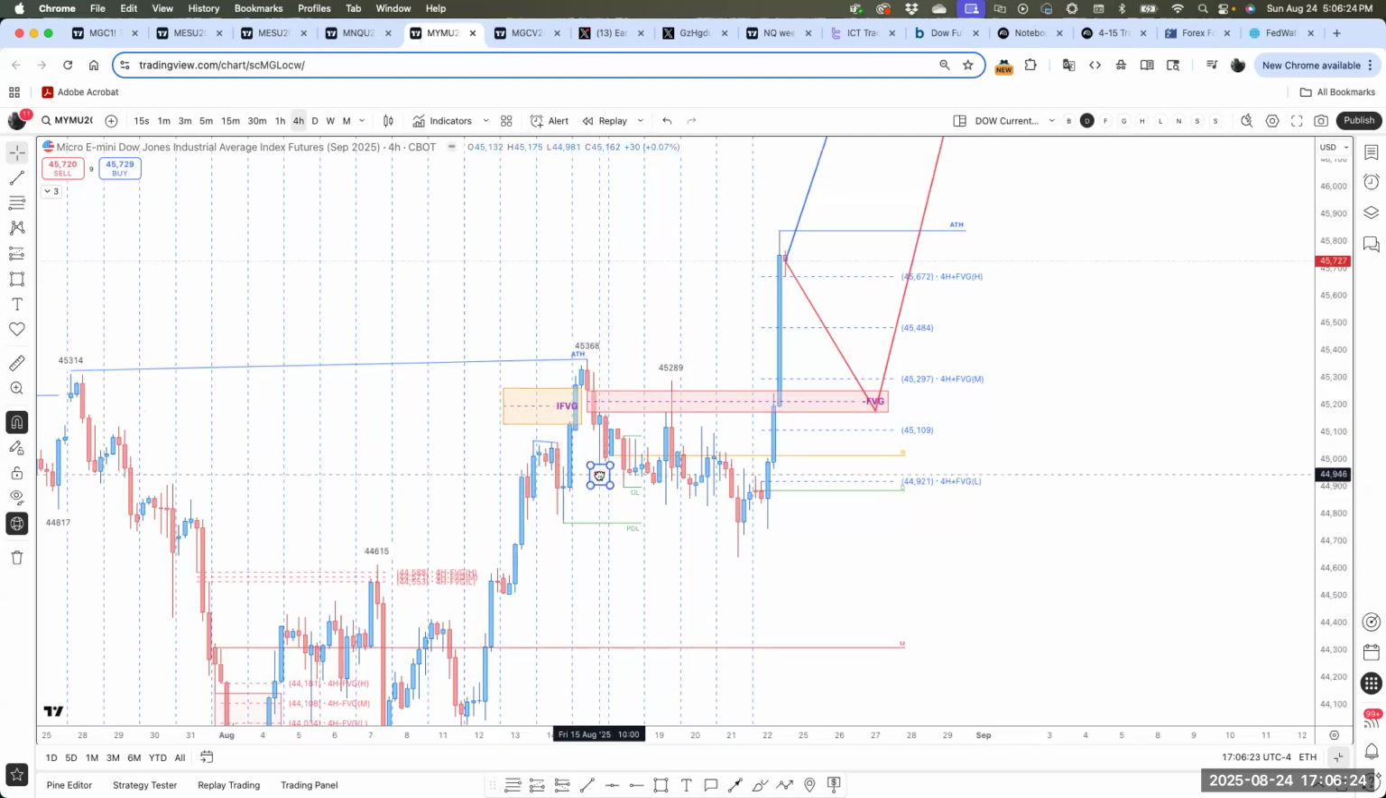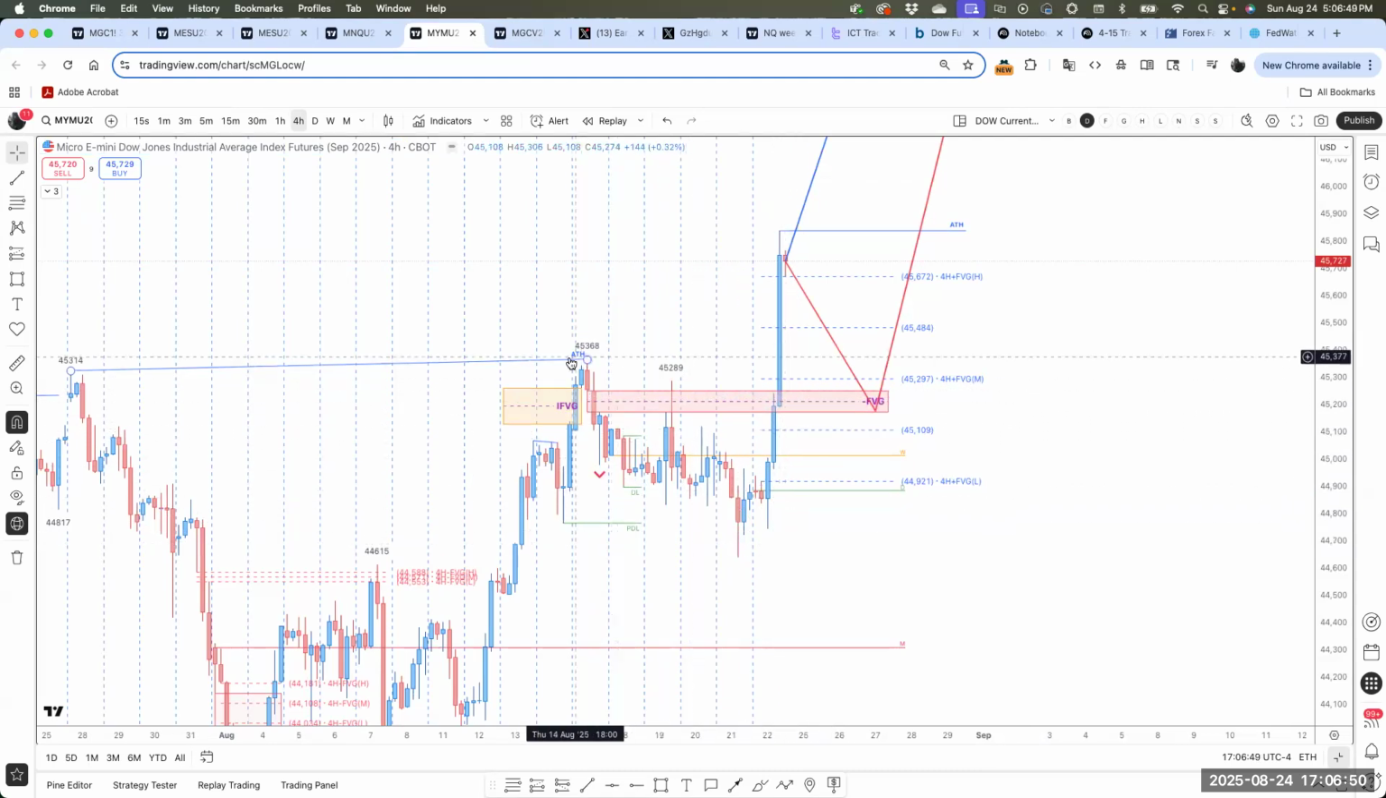Once we get this confirmation right here, when we see this low get taken out with a body and these three candles confirmed, now anytime we come back into here, we can look for a sell, which happened right here and right here, and we sold off. And you would have been looking to take this low and these lows over here.